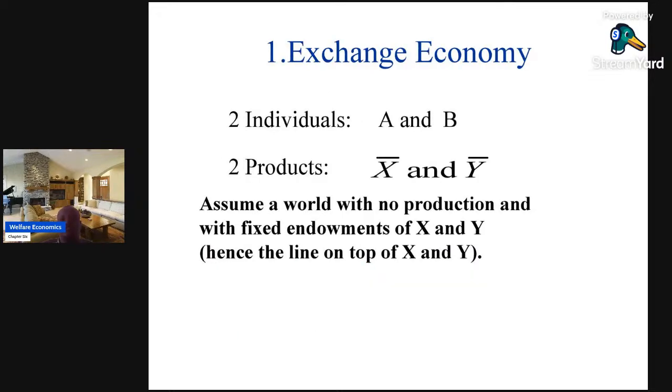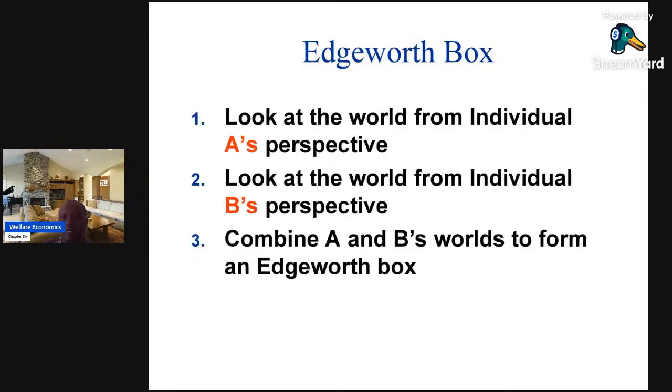So under the exchange economy, we have individuals A and B, products X and Y, and our assumption is X and Y are fixed, that is X bar and Y bar. It tells us they are fixed. Based on this, we have to develop the Edgeworth box to see the general equilibrium. The Edgeworth box looks at individuals' worlds from different perspectives.